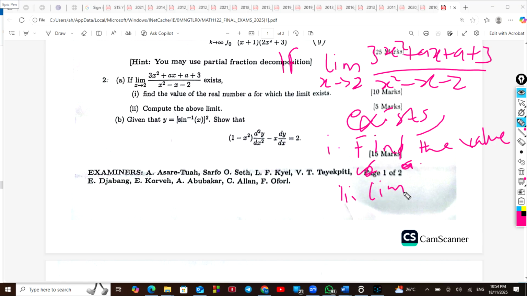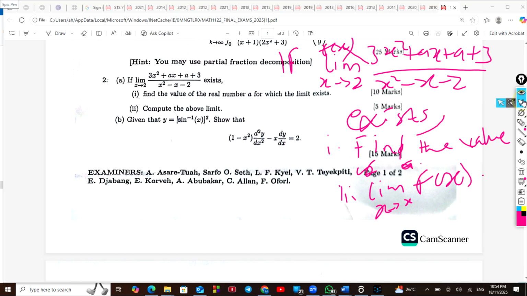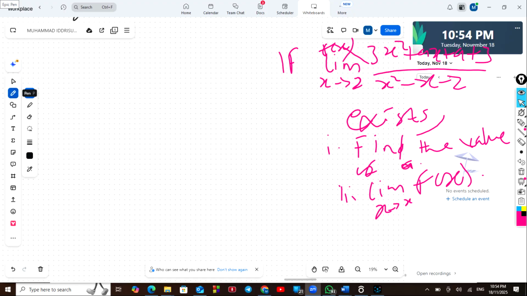So we are going to compute the limit as x approaches 2. Let's say this function is f of x. Okay, so this is the first task we've been given, so let's see how we will handle this problem. So the problem is the limit as x approaches 2 of what?